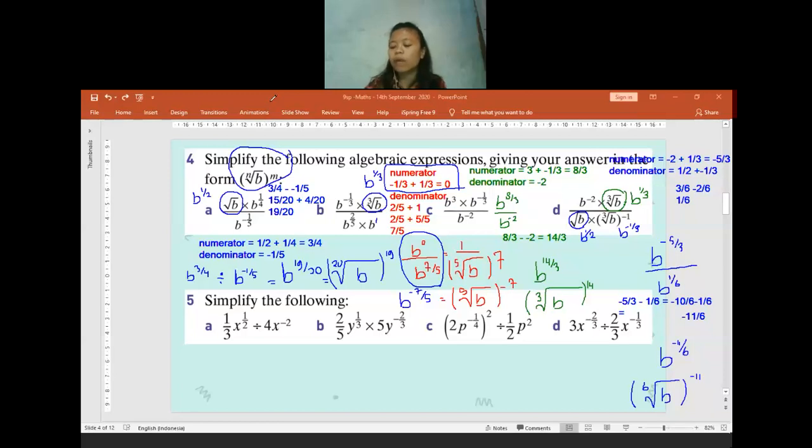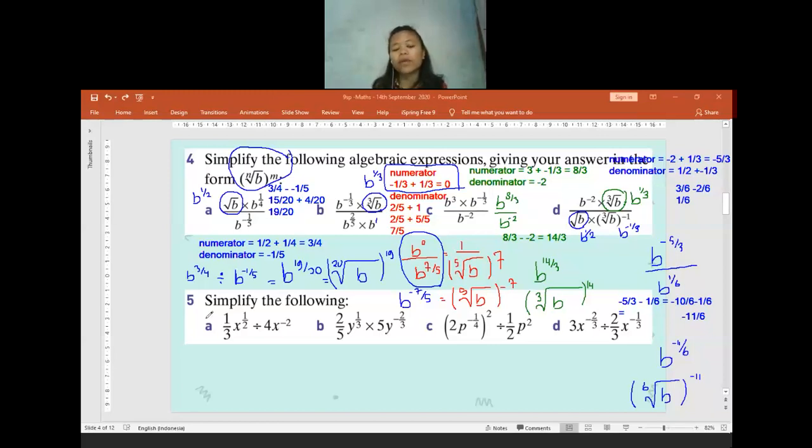So yes, we are going to combine. That's why you have to be able to simplify the fraction and make sure you use the index laws properly. When it is multiplication, you have to add the power. When it is division, you have to subtract the power. And when it is a root, you have to change it into a fractional index and so on.